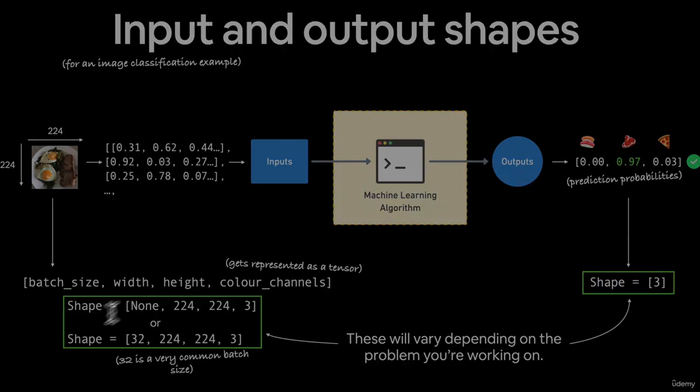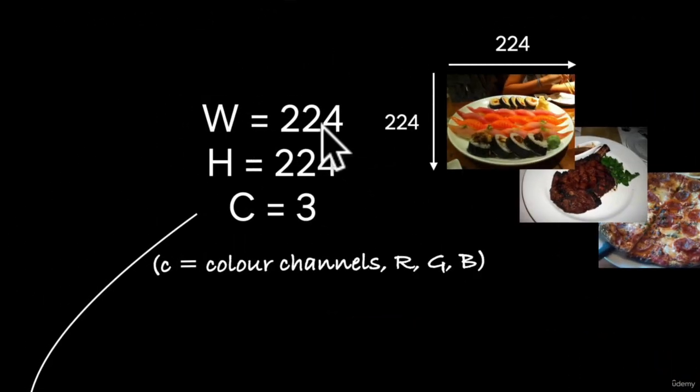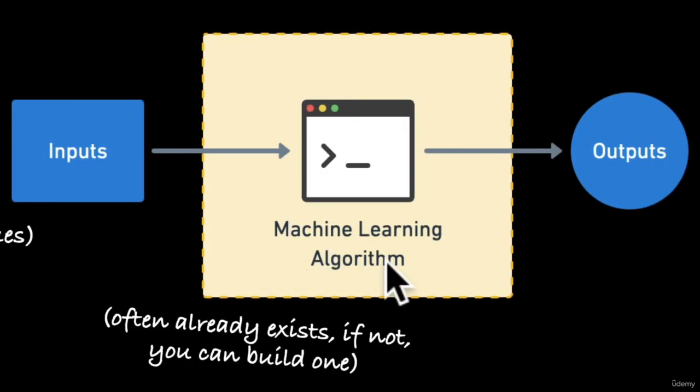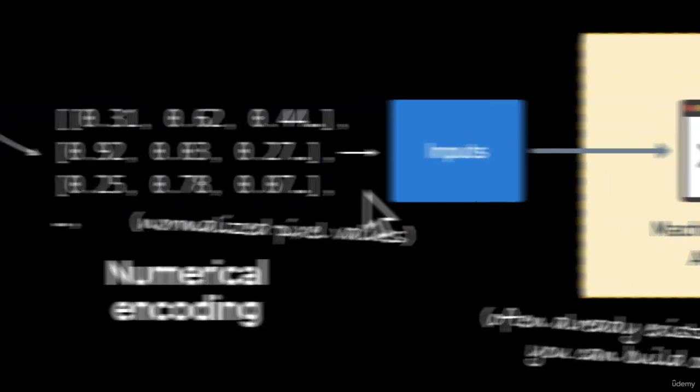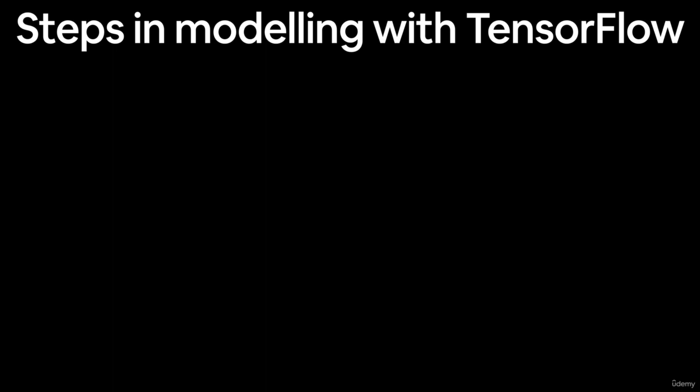To jog our memories, let's return back to the keynote. We'll go back to the previous slide, jump straight to the end. So we've got our computer vision inputs and outputs. There's a lot going on in this slide, but essentially what we've got is an image. Let's focus on one. Its width is 224, its height is 224, and it's got 3 color channels. We pass it in a numerical encoding form with normalized pixel values. Or scaled. Another word for normalized is scaled. And that's our inputs to a neural network or machine learning algorithm.